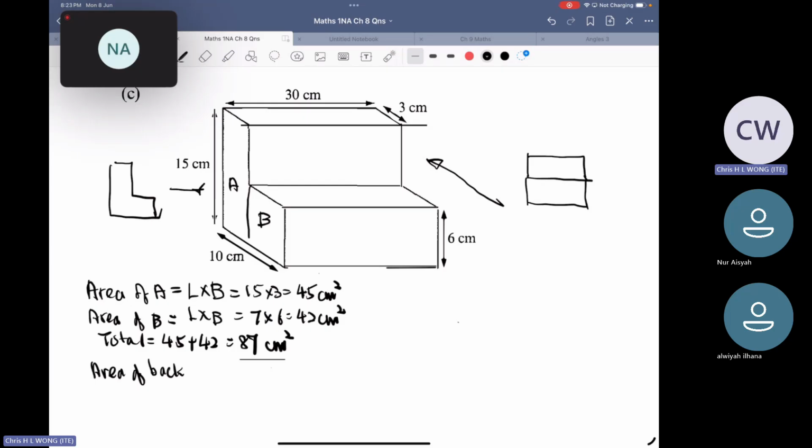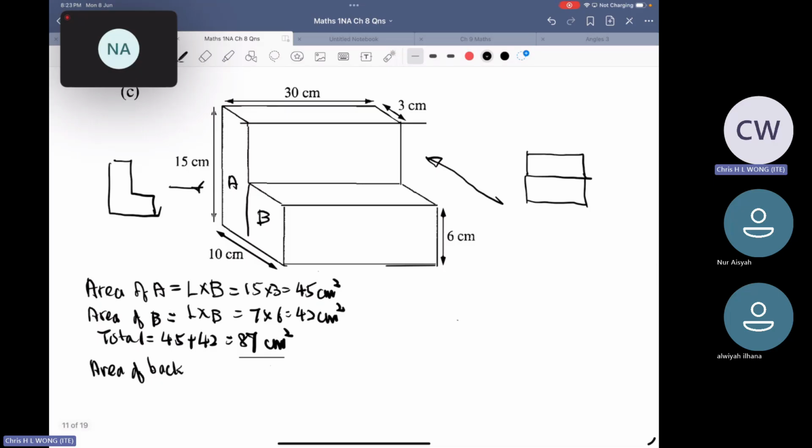Sometimes I don't know how to name this thing. Area of the sides, yeah. Area of sides equals to... difficult, right? So maybe not a good idea. No.